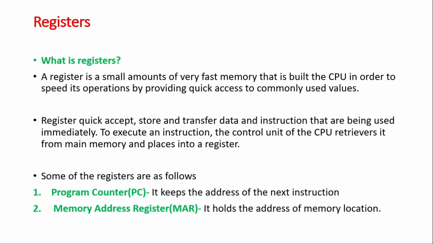A register quickly accepts, stores and transfers data and instructions that are being used immediately to execute an instruction. The control unit of the CPU retrieves it from main memory and places it into a register. There are different types of registers. Some important types of registers I have mentioned in this video.